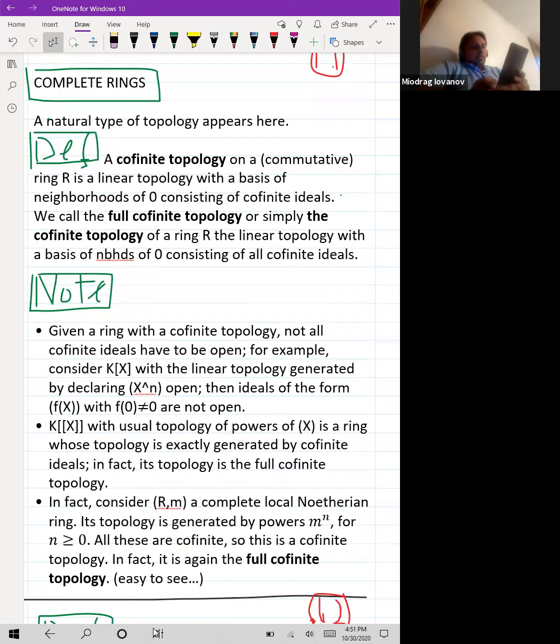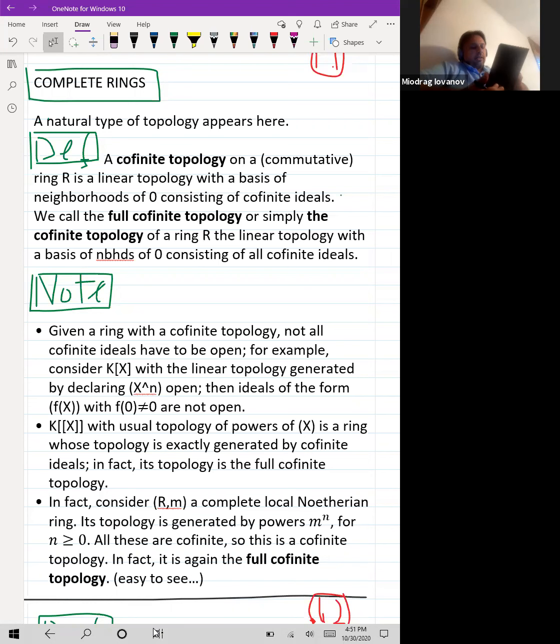So looking at complete rings. As we have seen so far, a natural type of topology appears here. I'm going to call a topology a cofinite topology. Again, a commutative ring. It's just a linear topology which has a basis of neighborhoods of 0 consisting of cofinite ideals. And we call this the full cofinite topology in case we're talking about all cofinite ideals. So if you take all the cofinite ideals, that's the full. If only some are open, then you call it a cofinite topology.